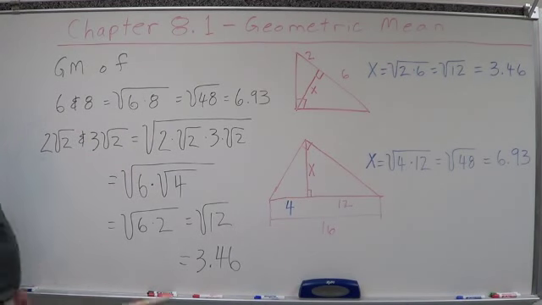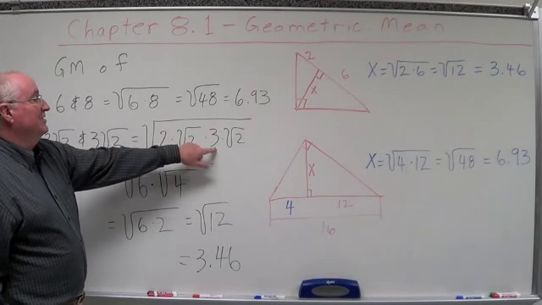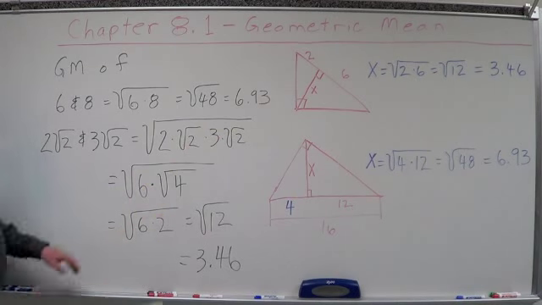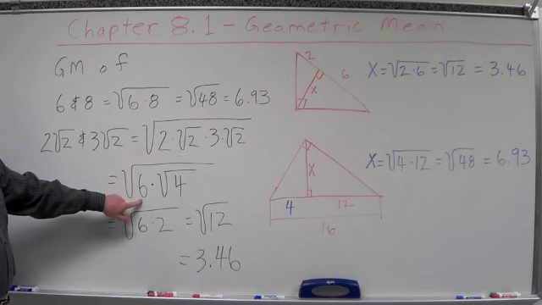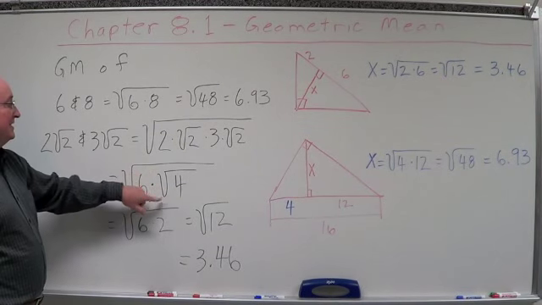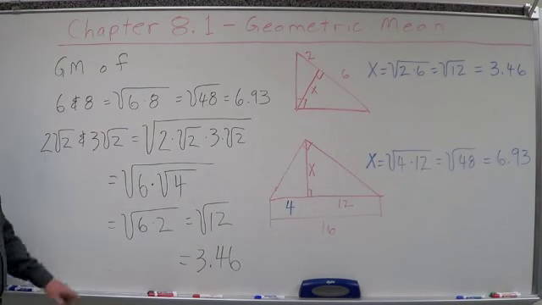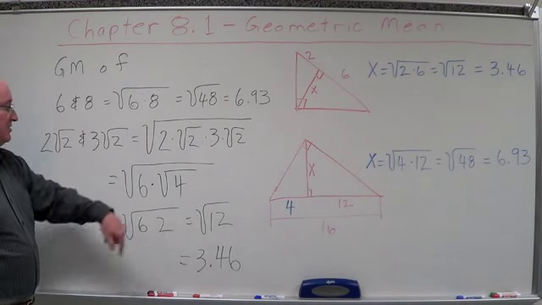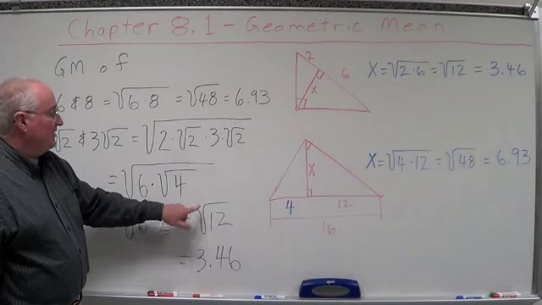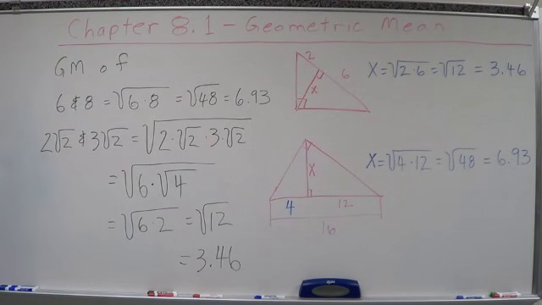What is the geometric mean between 2 square roots of 2 and 3 square roots of 2? Well, it's the square root of 2 times the square root of 2 times 3 times the square root of 2. Ooh, seems like a mess. Let's just look at that. We can take the 2 and the 3 and multiply them together and get 6. We can take what's under the square roots, multiply them together, and we get the square root of 4. Okay, so let's work what's underneath the square root. That's 6 times, what's the square root of 4? It's 2, so 6 times 2 is the square root of that. So that is the square root of 12, which is 3.46.